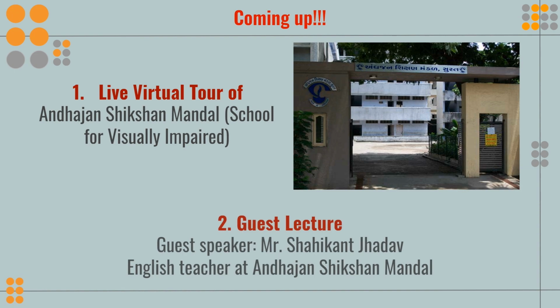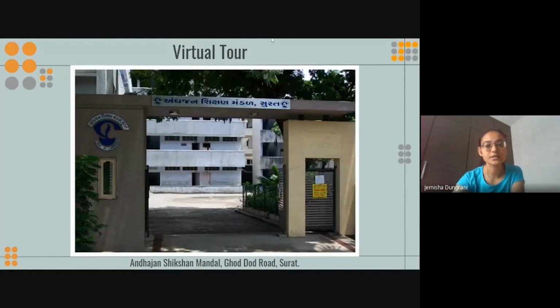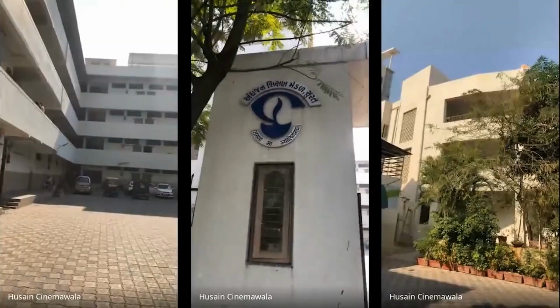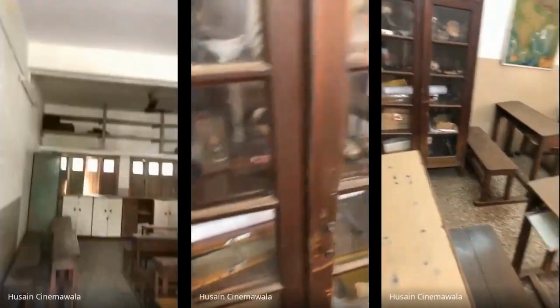Further, to understand how visually impaired students learn and what are the different products they utilize in their daily activities, we conducted a first of its kind virtual tour to a blind school in Surat. In this distance learning format, Hussain sir has made it possible for us to visit the school sitting at our homes. This school basically has students from grade 1 to grade 12.